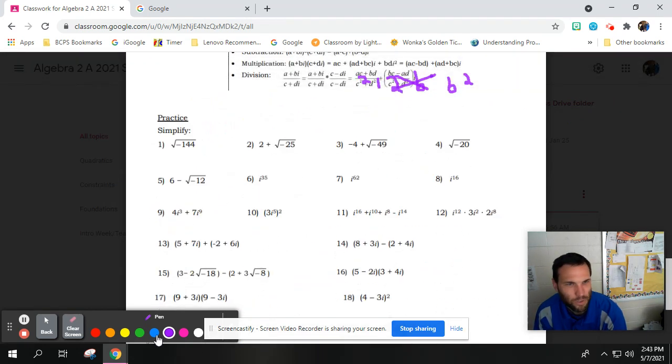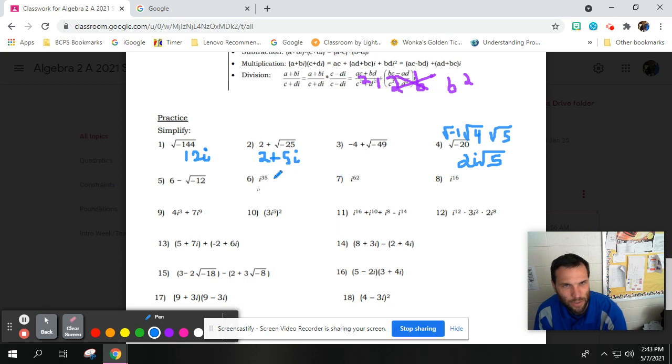Okay, so just a few more to practice. This would be 12i because it's negative. This would be 2 plus 5i, and that is fine. This would be, let's see, 20, it's negative 1 and 4 and 5. And so this would be 2i root 5.